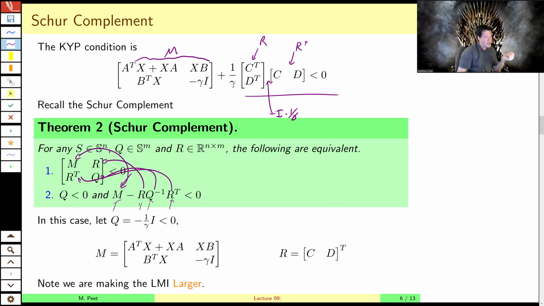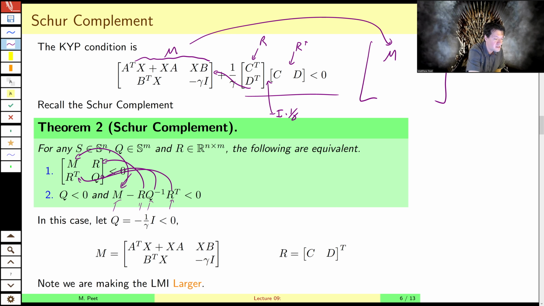So that now when we apply the Schur complement to it, we get a bigger LMI, where there's M, which goes here. This R goes here, and R transpose goes here. And this Q just shows up here as the inverse of Q. And the inverse of the identity is just identity. And the inverse of 1 over gamma is just gamma. So we get negative gamma I here. Okay.